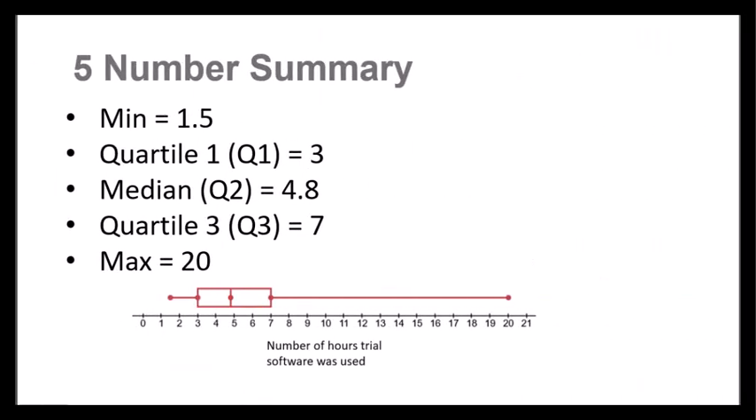In my video about the 5-number summary, we calculated the 5-number summary for this data: the min, quartile 1, median, quartile 3, and max values. For this data set, those are 1.5, 3, 4.8, 7, and 20. And we also generated a box plot that I'm showing at the bottom of the screen here. So the box whiskers range from 1.5 to 20 on the number line. And then the box itself goes from 3 to 7 with a median marker at 4.8.